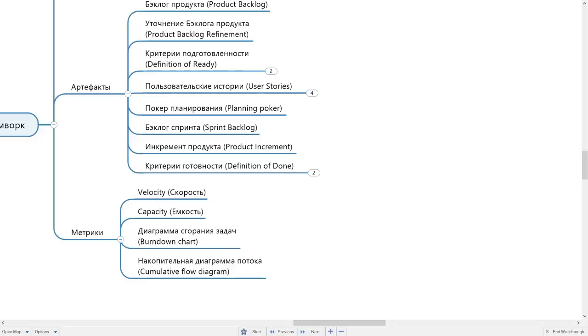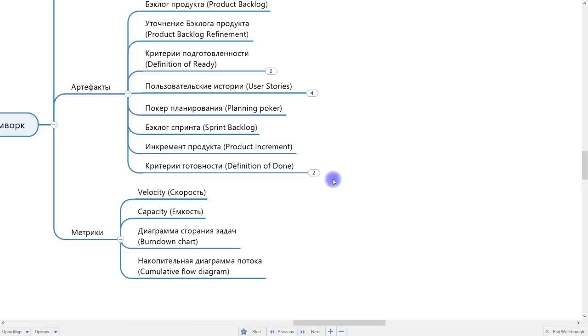And another aspect is the various metrics that we use, which regulate how many tasks we can take on in a particular iteration, how quickly we can accomplish them, and generally let us view in dynamics how the number of tasks that we complete changes over time. The first characteristic I'd like to tell you about is velocity. This is the velocity of our Scrum team. It is calculated as the arithmetic average of the completed story points in the previous sprints.